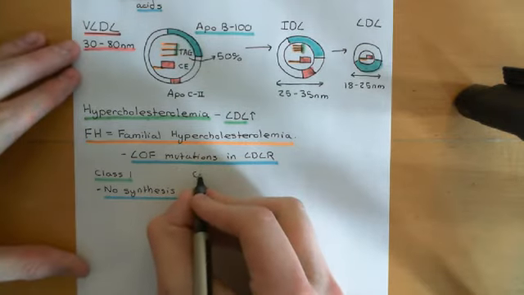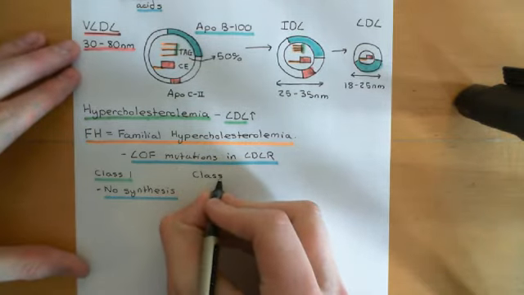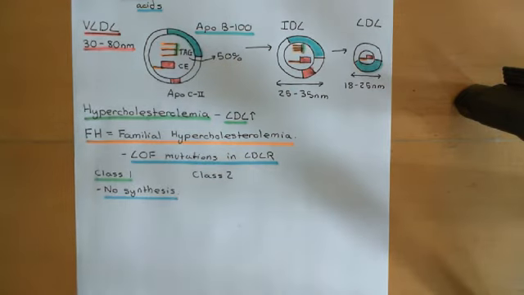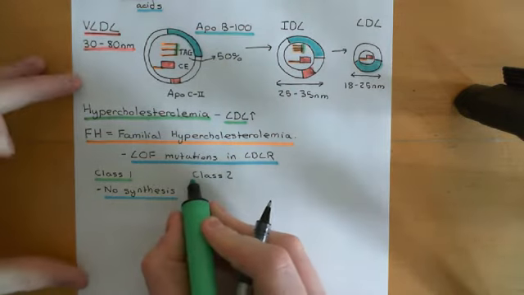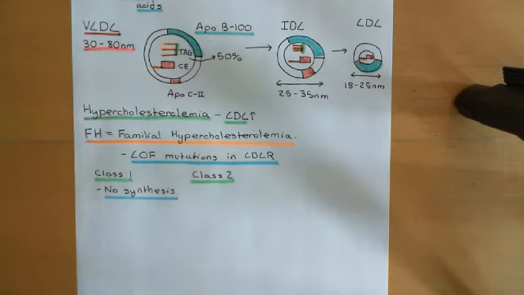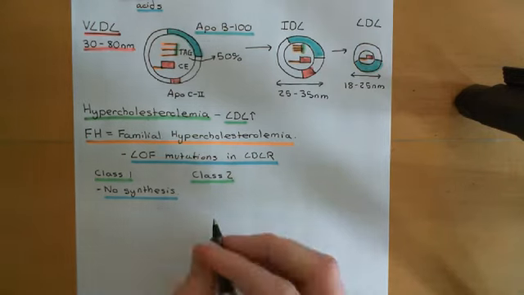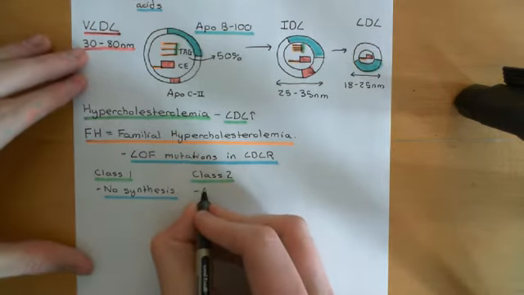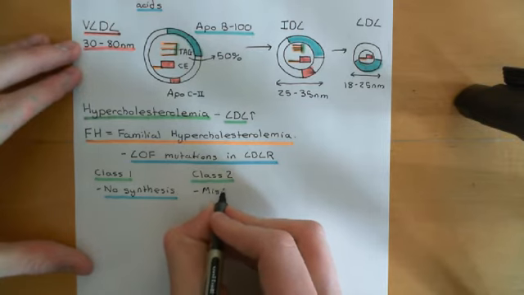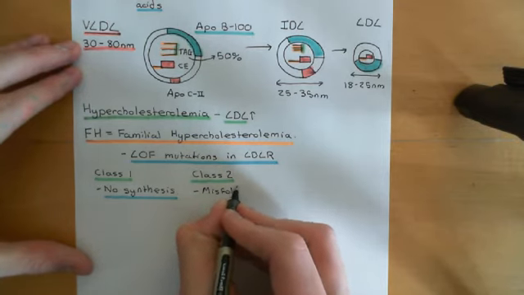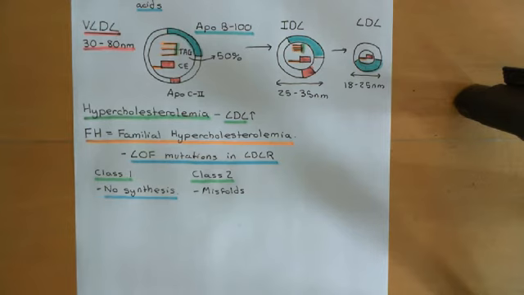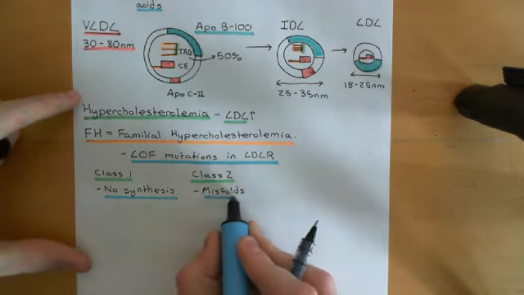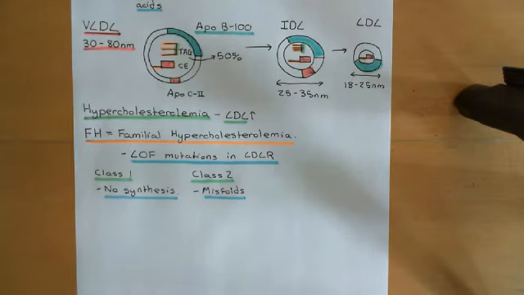Then there are class 2 mutations in the LDL receptor gene. In class 2 mutations, you do synthesize a protein that looks reasonably like the LDL receptor, but unfortunately it slightly misfolds. The protein doesn't adopt its normal three-dimensional conformation. It misfolds, and then something about the misfolded protein is recognized in the ER.